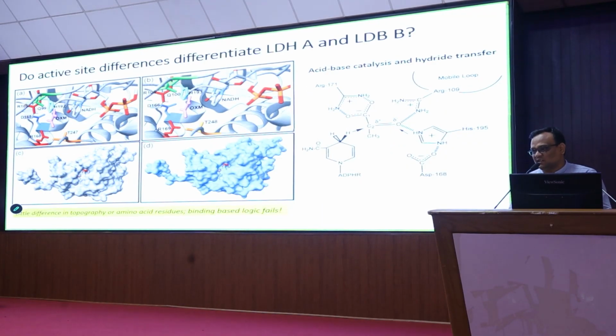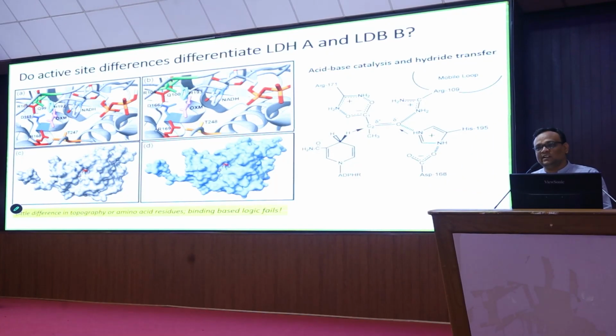Now, main question. There are two isozymes, LDHA and LDHB. LDHB is supposed to be mainly in the heart, and it converts lactate to pyruvate.